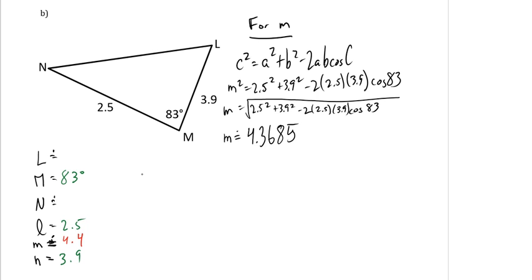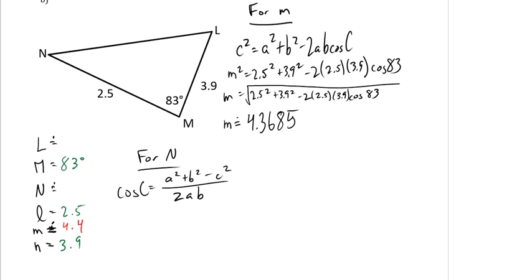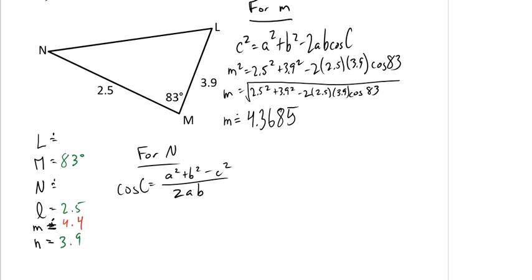Angle L or, Ahmed, what do you want to find? N. Okay, so we're going to find N. For N, I'm going to use cosine of C equals A squared plus B squared minus C squared over 2AB. And what do I have to remember here? If I'm finding N, what do I have to remember when I'm subbing in?